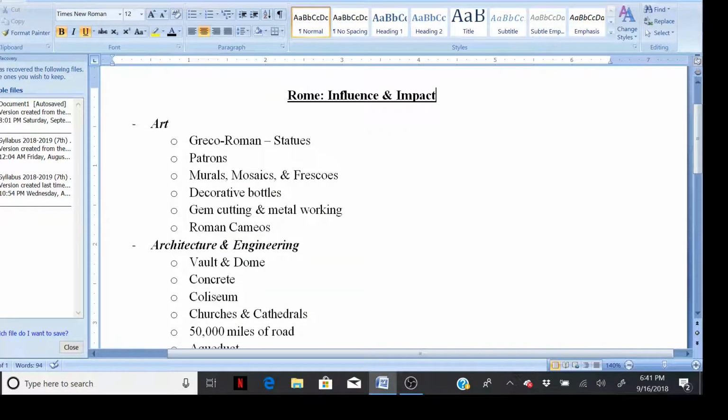Rome, both its influence and impact. The influence of Rome can be broken down into four categories: art, architecture and engineering, language and writing, and philosophy, law, and citizenship. So, Rome borrowed a lot of its ideas and features from Greece.